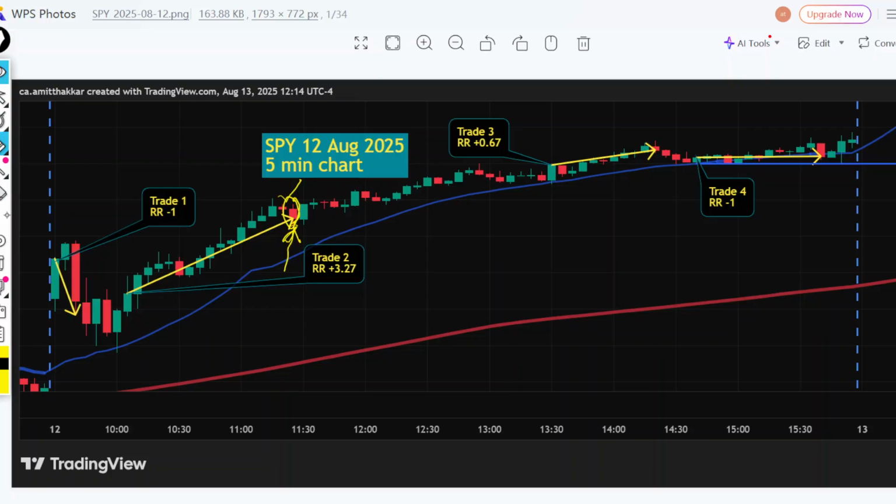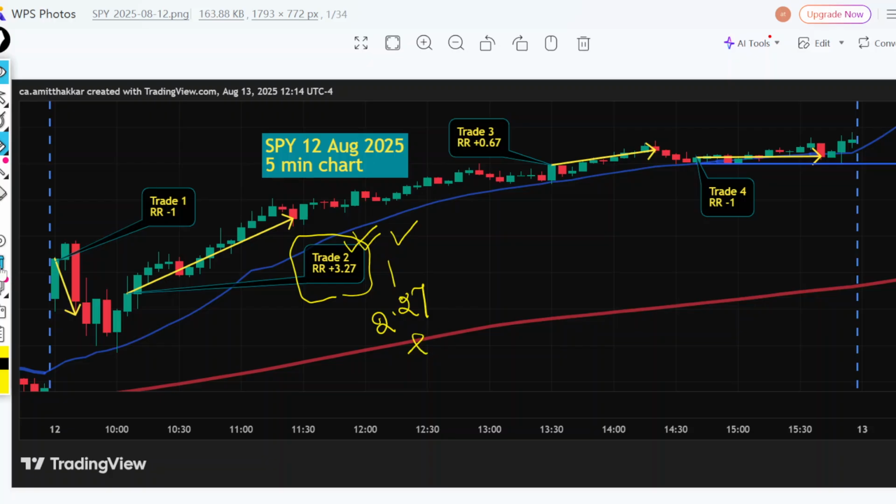If you put the risk reward tool and measure the risk reward ratio for this trade, it comes to 3.27 R. So our reward is 3.27 versus our risk of 1 R. So the second trade is in positive territory and we gain 3.27 R. So net we are 2.27 R plus for the day.